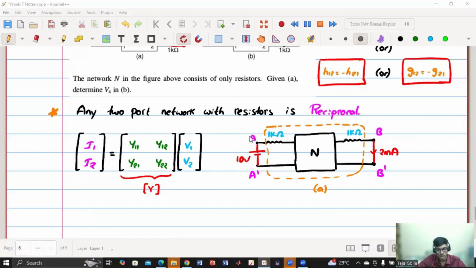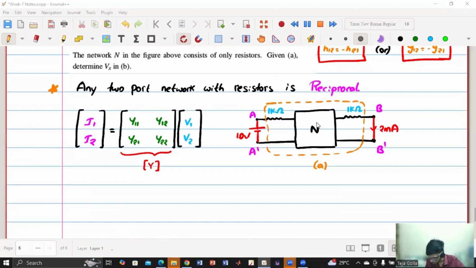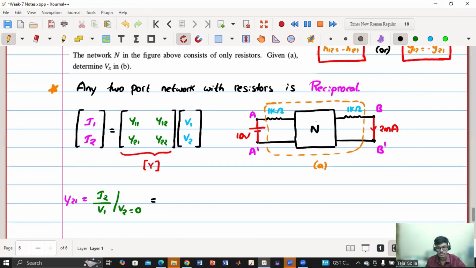Yes, sir. Yeah. So now if you see in this circuit, whatever they have given, the output is I2 and input is V1 and V2 is 0. So this is my Y21 parameter, right? Y21 is I2 by V1 when V2 is 0. So what is my I2 from this circuit, whatever they have given? Anyone? What is I2? 2 milliamps, sir.